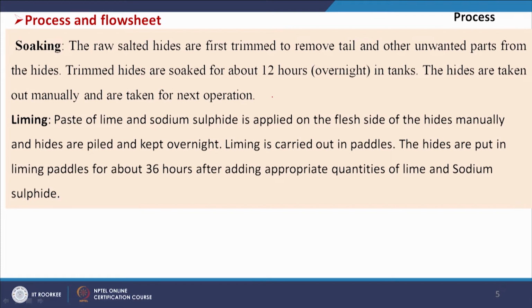The next operation is liming. So, liming means the hides have flesh on one side. So, addition of lime is necessary to remove the flesh. So, before removing the flesh without damaging the hides, the liming step is necessary. So, a paste of lime and sodium sulphide is applied on the flesh side of the hides manually, and hides are piled and kept overnight. Liming is carried out in paddles. The hides are put in liming paddles for about 36 hours after adding appropriate quantities of lime and sodium sulphide.